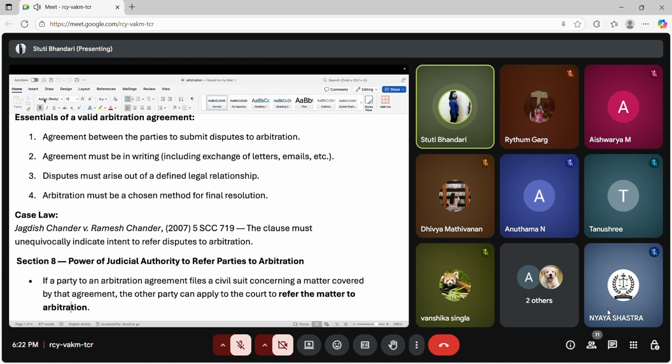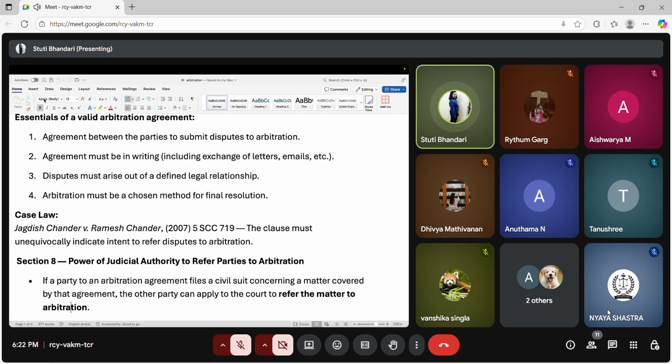So now section 8. Once you establish that there is a valid arbitration agreement, then you will go to the court and you will ask the court to refer the matter to arbitration. So, for example, if I have agreed with the party and I have bought a piece of land, and we agreed that if there would be any dispute in the future, we would go to the court.